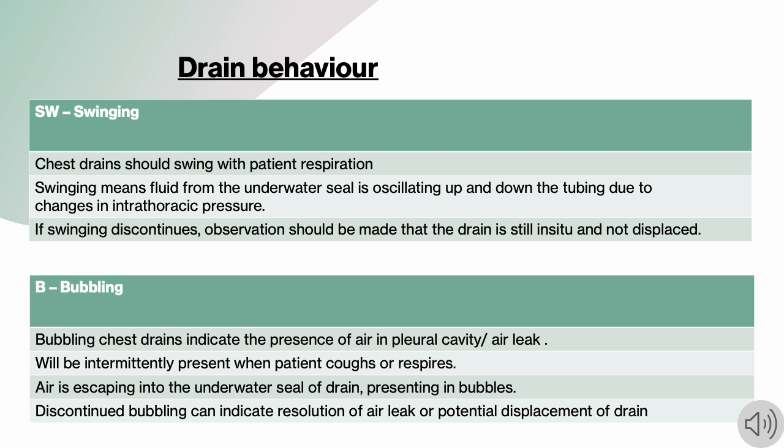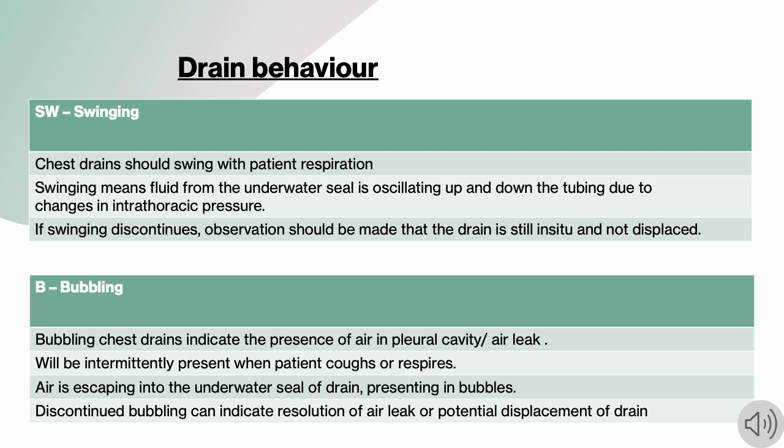Bubbling of a chest drain can occur due to air escaping the pleural cavity through the drain and presenting in the underwater seal. This can indicate a need for continued presence of the drain. Bubbling can also occur due to the release of air from the pleural cavity in the presence of a pneumothorax. This should be closely monitored. If the presence of bubbling occurs that was not present before, this should be escalated immediately to a medic.